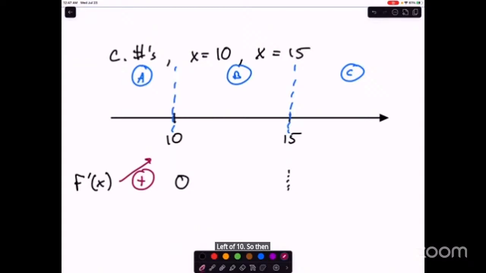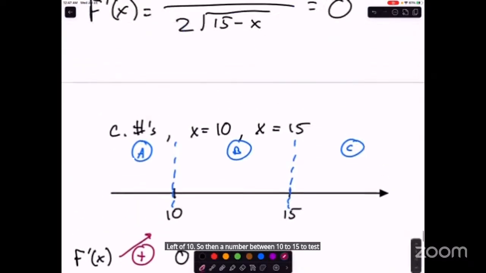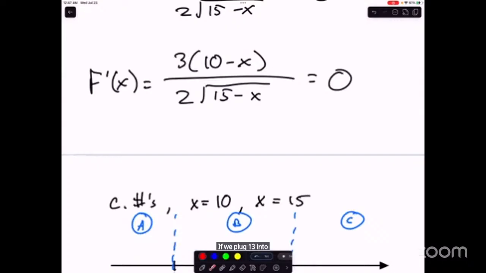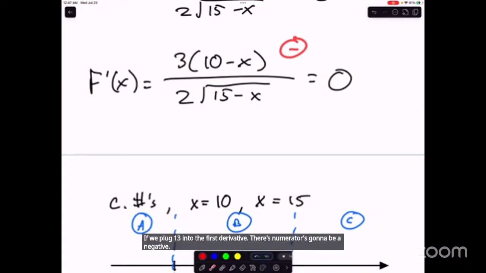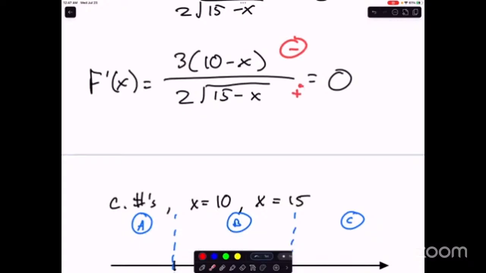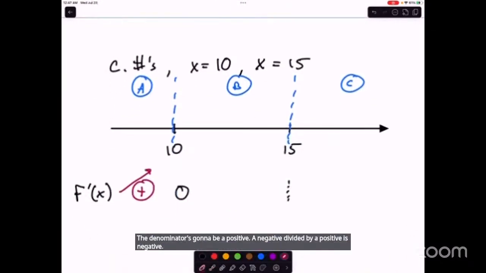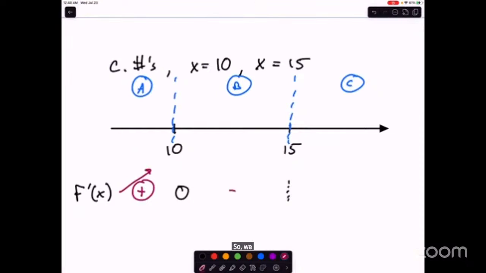So then a number between 10 and 15 to test, let's test 13 into the first derivative. If we plug 13 into the first derivative, this numerator is going to be negative. The denominator is going to be positive. A negative divided by a positive is negative. So we got that the first derivative is negative here. And so the original function should be decreasing in region B.